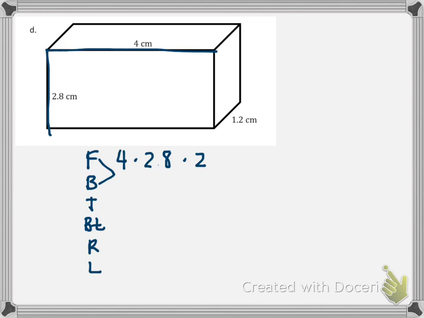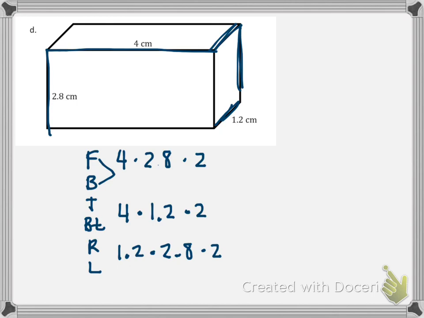So this times 2 takes care of that. And the top is, let's see, that's a 4 by 1.2. So 4 times 1.2 times 2 takes care of the top and the bottom. And then the right side is a 1.2 times 2.8. So 1.2 times 2.8 times 2 takes care of the right side and the left side. And then let's use that calculator again. 4 times 2.8 times 2, that's 22.4 for the front and the back.